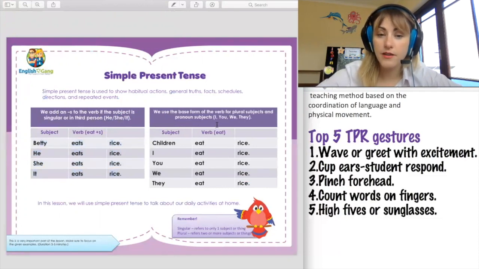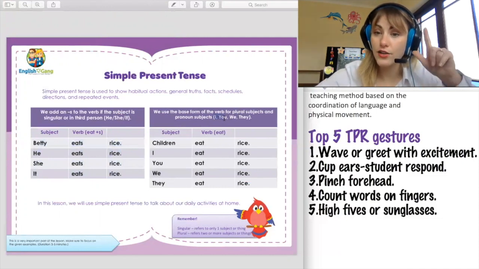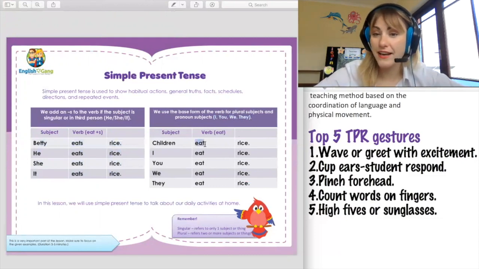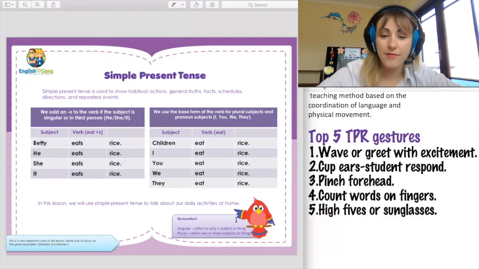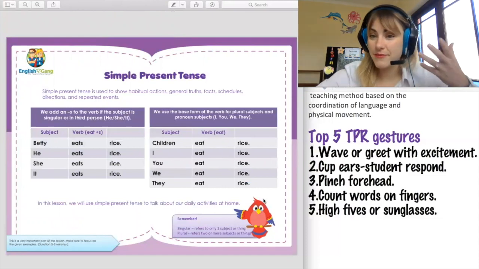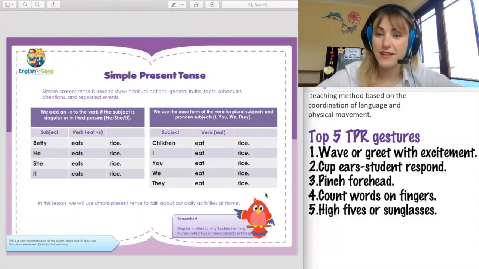Then the next part, I would say for plural subjects and pronoun subjects, I, you, we, they, let them repeat. We don't add an S onto the verb, and let them repeat. It's also very fun to familiarize them with the characters in our lessons. You'll see there's a lot of different pictures and sometimes also brain boosters that will come up later. And this just gives them extra information about what we're discussing.